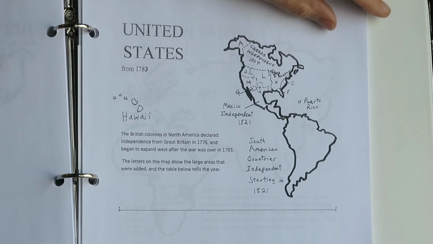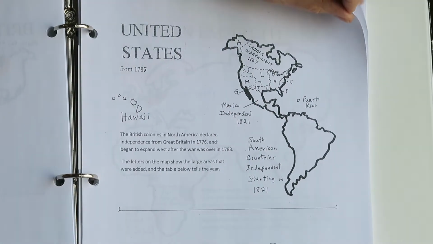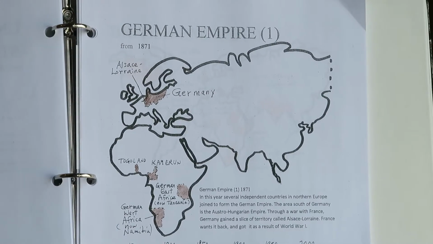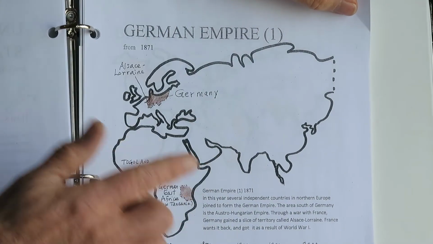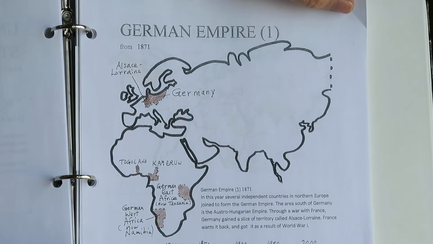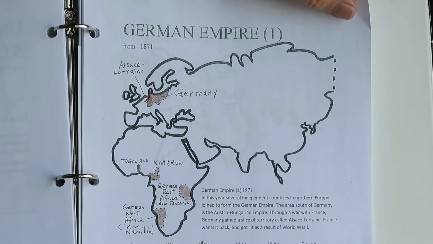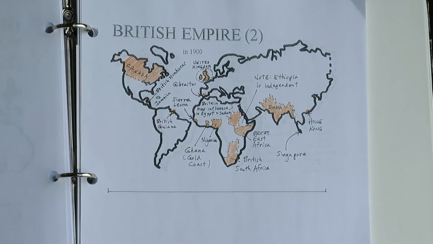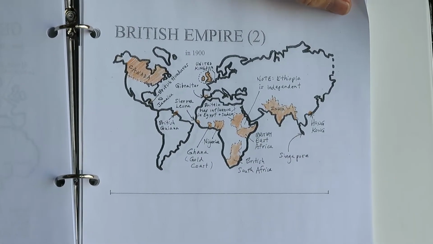This map shows how the United States expanded. Each of these little portions is another area that was added, such as the Louisiana Purchase. The Germans formed an empire in 1871, and you notice that their empire included a number of colonies down in Africa, but those were taken away from Germany after the German Empire was the loser in World War I. The British Empire is a later picture of it.